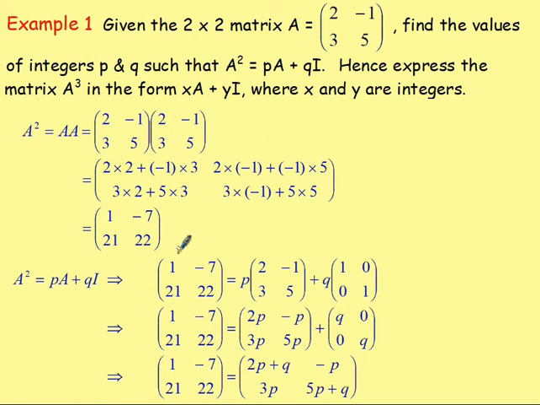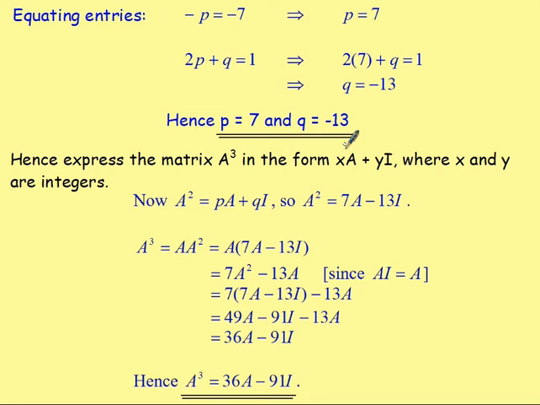For pA plus qI, well, p times matrix A plus q times matrix I. Remember, I is your identity matrix. You can work that out. You can multiply by the scalar and then you can add. And for that, because it says they are equal, you're just going to equate the entries. So you'd have 1 equal to 2p plus q. You'd have negative 7 equal to negative p. You'd have 21 equal to 3p. And using that information, you can solve to find the values of p and q.